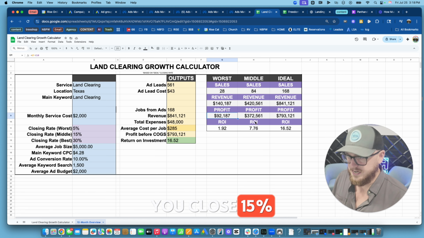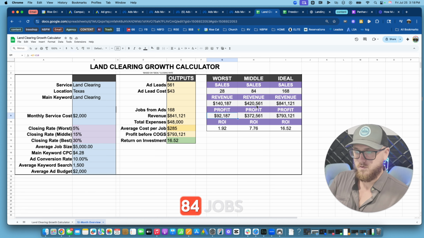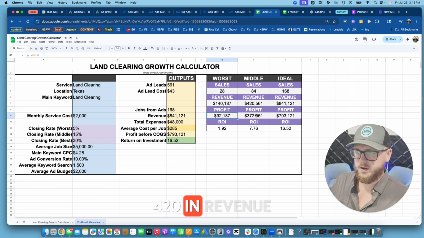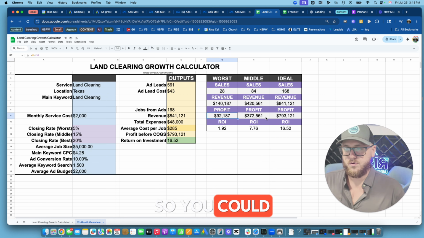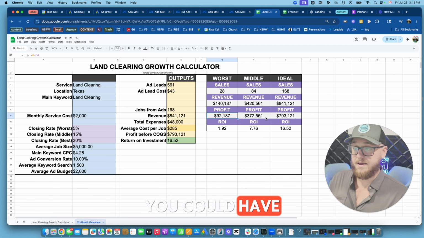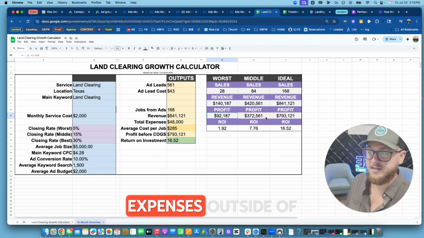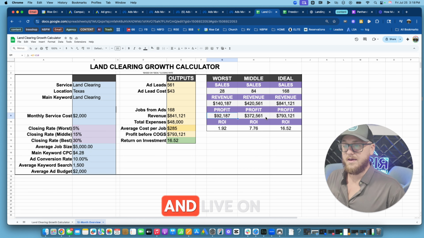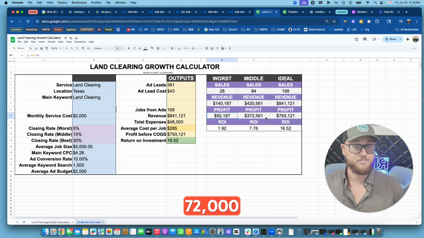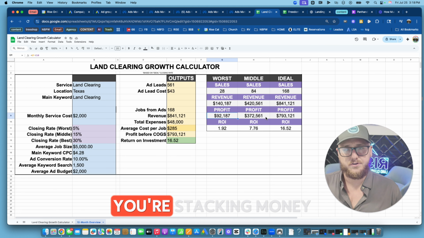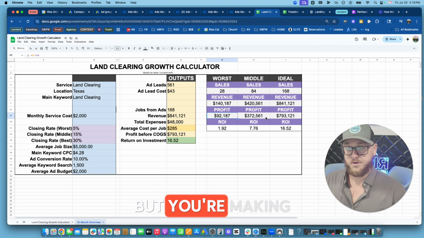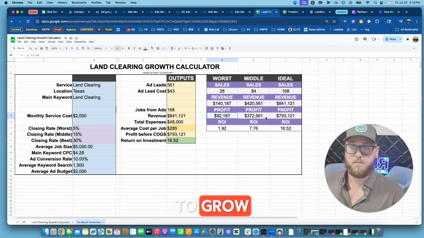You close 15%, 84 jobs, 420 in revenue, 372 profit before your expenses, right? So you could have $300,000 in yearly expenses outside of marketing and live on 72,000, pretty darn good, depending on where you live at. I'm not saying you're stacking money and buying toys, but you're making a living and you have room to grow.